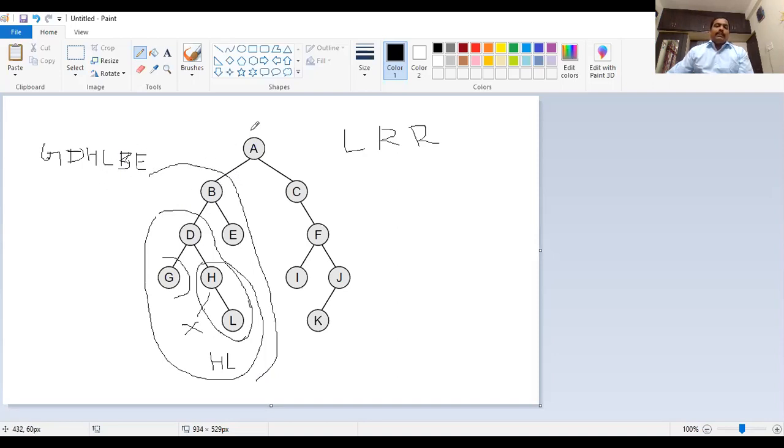Now we are visiting the root node. It is a common root. Okay, so now the root node is added here. We have visited the root node, and now we are going to the right side node.